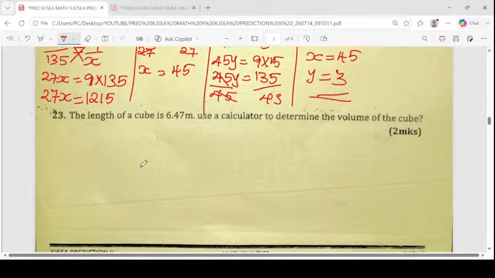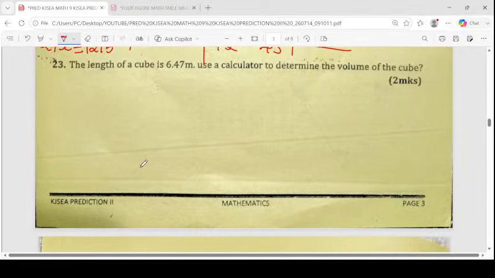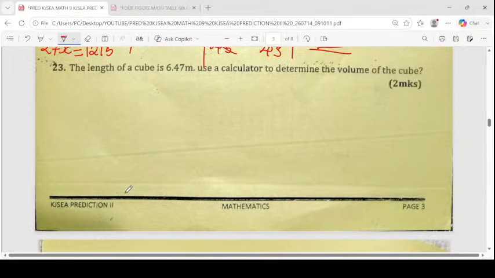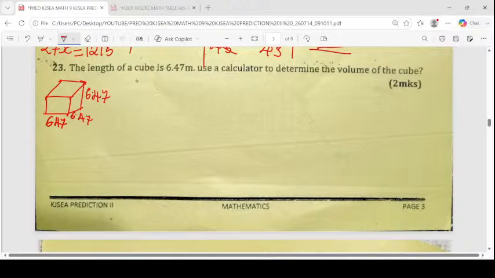Let me look at question 23 now. The length of a cube is 6.47 meters. Use a ruler to determine the volume of the cube. We have a cube this way. This is the figure of a cube, dear learners. A cube has got all sides equal. The length is 6.47, width is 6.47, and height 6.47. They want the volume.